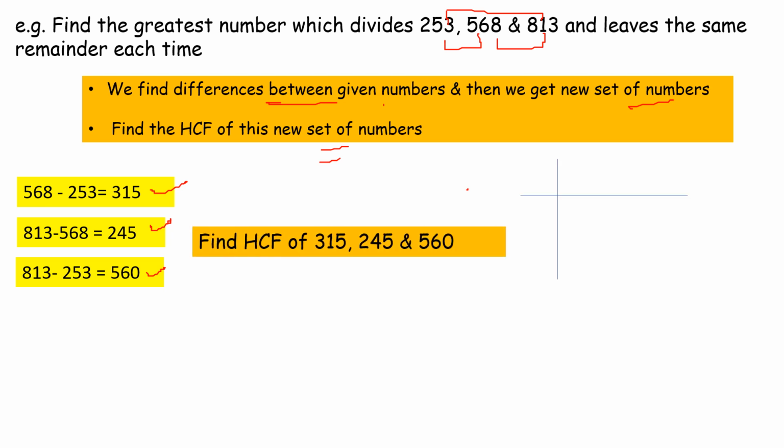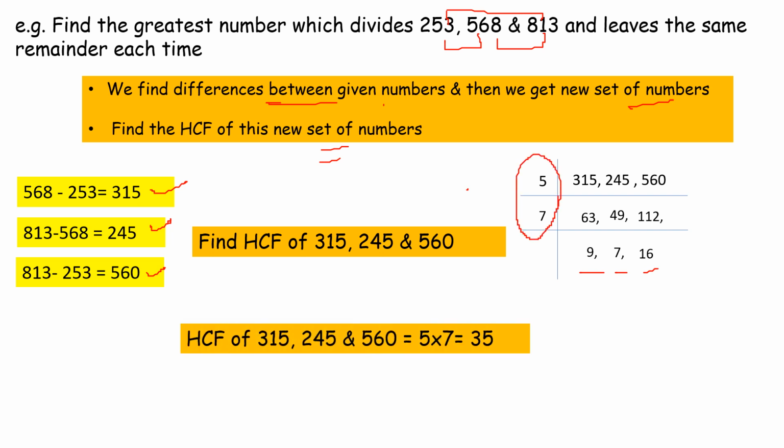Let's find the HCF of these numbers. Here I have done it simultaneously because they end with 5 and 0, so obviously we can think of 5. So 5 times 63, 5 times 49 and 5 times 112. Now 63 and 49 go in 7, so we can think of 7. 7 times 9 is 63, 7 times 7 is 49 and 7 times 16 is 112. Now these won't be going in the same number. So the HCF of these three numbers is 35. 5 times 7 is 35.